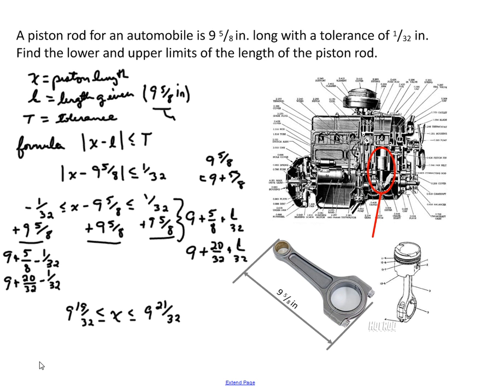So our tolerance value says that the upper and lower limits of the actual length of this piston rod should be between 9 and 19/32 of an inch and 9 and 21/32 of an inch.